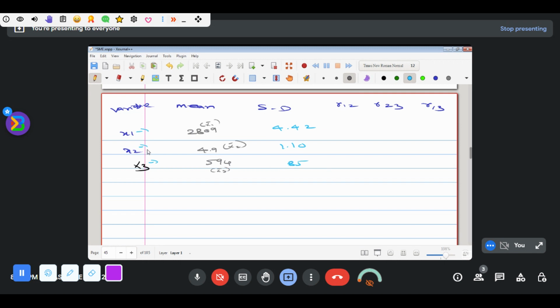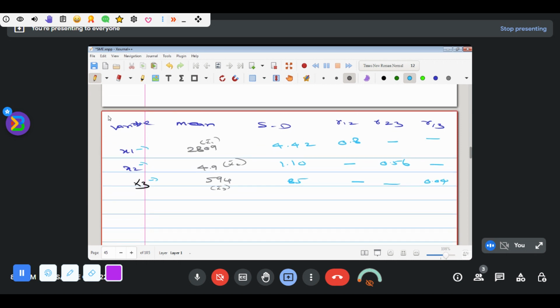Next, the R11 value and R22 value, and the combination of x1 and x2. R12 value is 0.8. Next, R23 value is 0.56. The next value, R13 or R31, is 0.04. This is the given data.